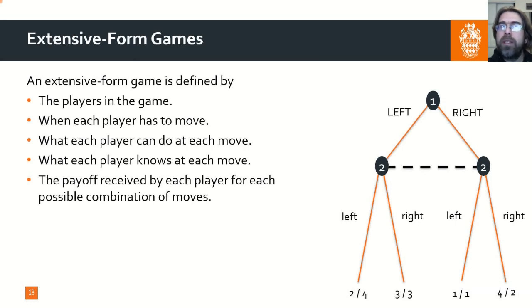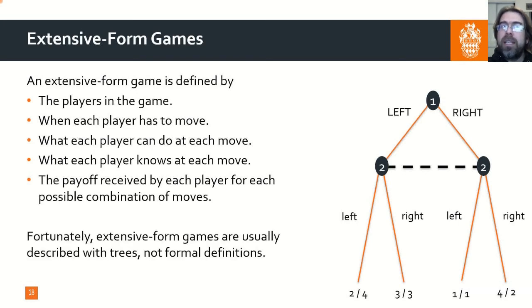Now you can imagine if you write that down in set notation, this gets super complicated, but fortunately extensive form games are typically described with trees and not with formal definitions. So even if you take a textbook, it's quite unlikely that you see a formal definition there, because for everything but the most simple game it tends to get extremely convoluted. But even if there is a bit of formal notation, now you at least have some idea what it's supposed to mean and you can start to figure out the details on your own.